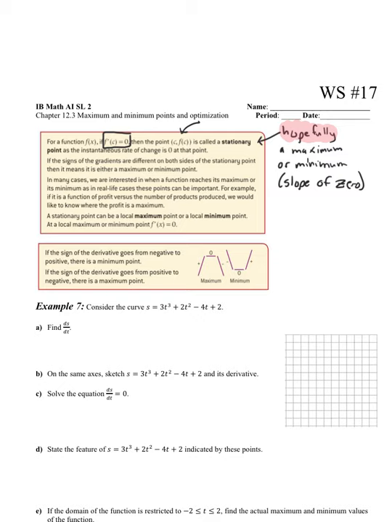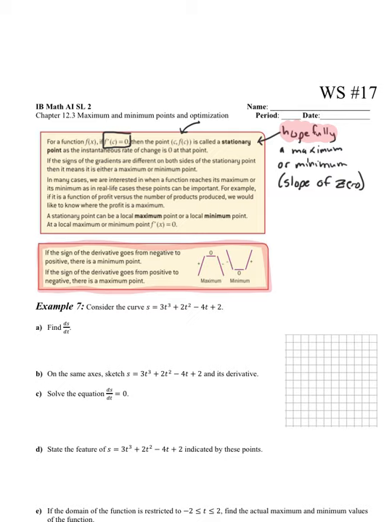And the way we prove it is box number 2 here. It says if the signs of the derivatives go from negative to positive, there is a minimum point. If the signs of the derivatives go from positive to negative, there's a maximum point. All right. And then a stationary point can be a local maximum or minimum point. Just looking back up here, at a local maximum or minimum point, f prime of x equals 0. So I think we're good with all that information there.